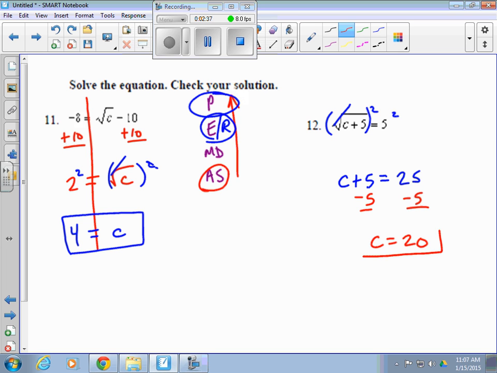Where it says to check your solution for both of these, if you plug in 4 for number 11 right here, you get the square root of 4, which is 2, and 2 minus 10 gives you negative 8. That's true. Same thing with this one over here, number 12. We just got 20. If you plug in 20 right there, 20 plus 5 is the square root of 25, which is in fact 5. That's another true statement.